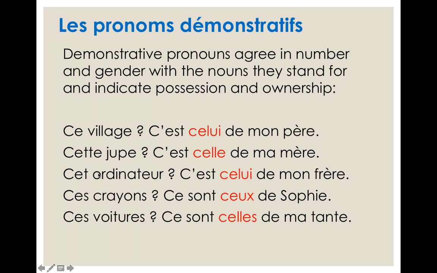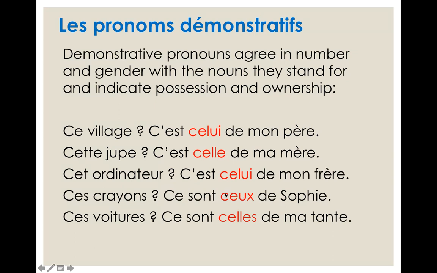We don't have to worry now about the sound. It's because it's a pronoun. It's taking the place of the whole noun. So we can say c'est celui de mon frère. It's the one of my brother. It's my brother's one. Ces crayons, these pencils, ce sont ceux de Sophie. They're those of Sophie. They're Sophie's ones.